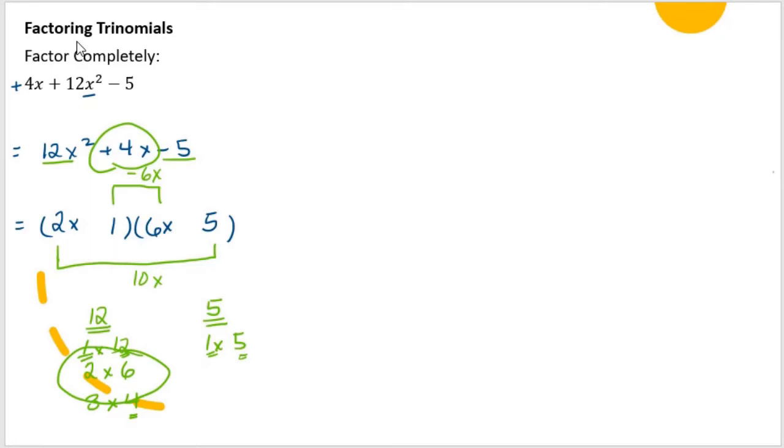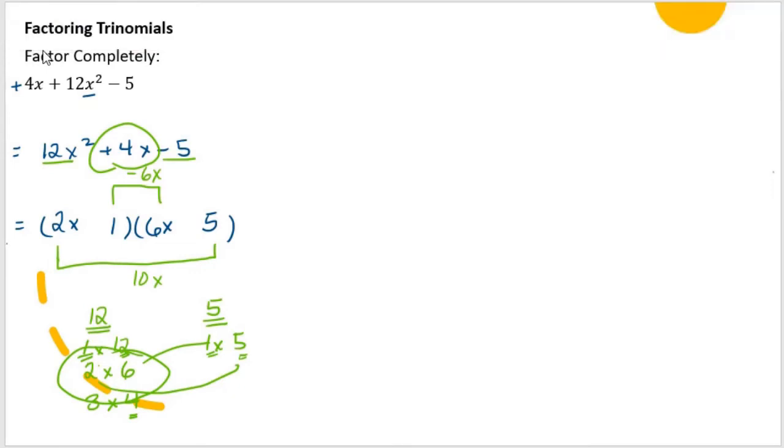I looked at the 2 and the 6 and the 1 and the 5 and thought, ooh, if I had 2 times 5 and 1 times 6, the difference is 4, that could work out. So I tried it. So I'm thinking about this outside and inside when I'm just looking at the pairings. And then I'm checking. So a little bit of guess and check is absolutely going on here.